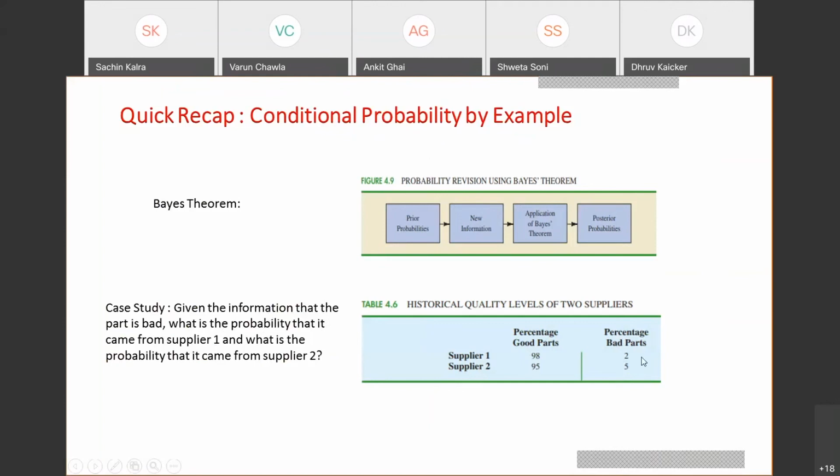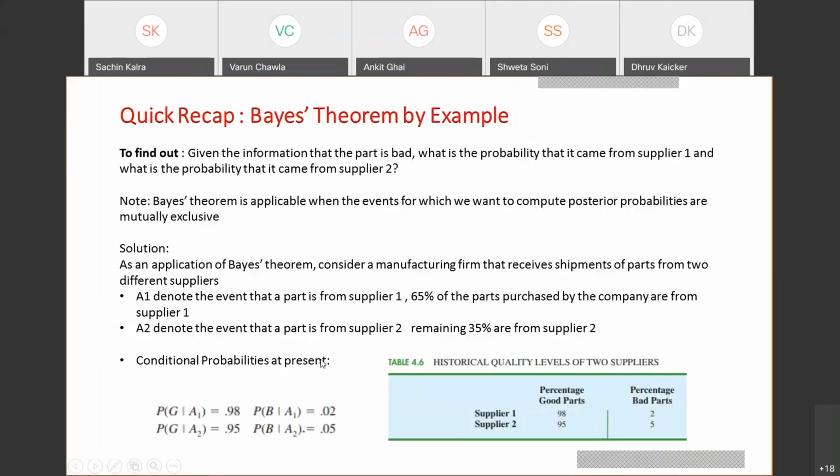Now, your client asks you, I'm getting bad parts. What is the probability that it came from the first supplier? And similarly, what is the probability it came from supplier two? So, given the information that the part is bad, this is our problem statement. Now, please note this part. Bayes' theorem is applicable when the events for which we want to compute posterior or new updated probabilities are mutually exclusive.